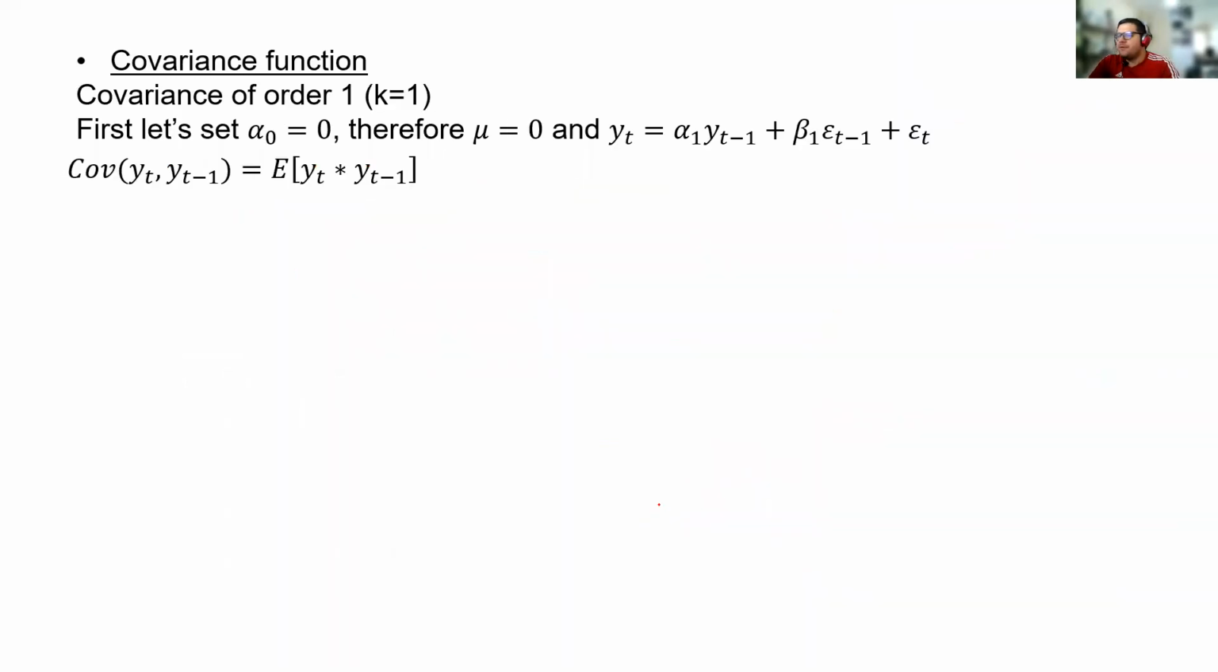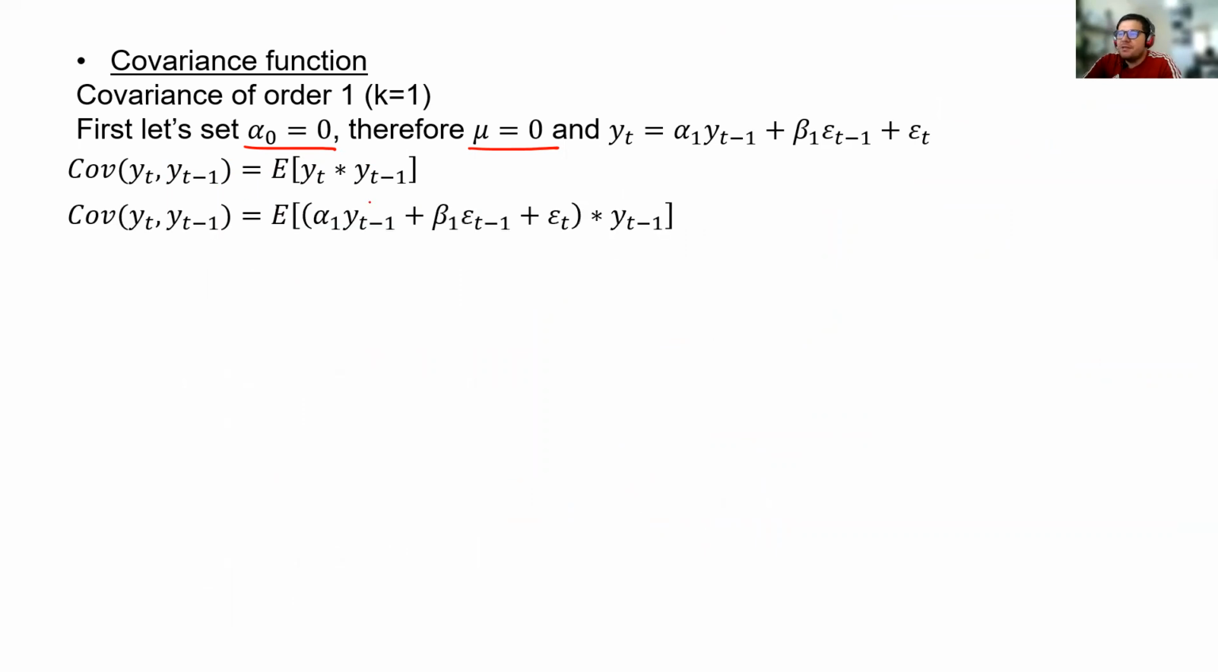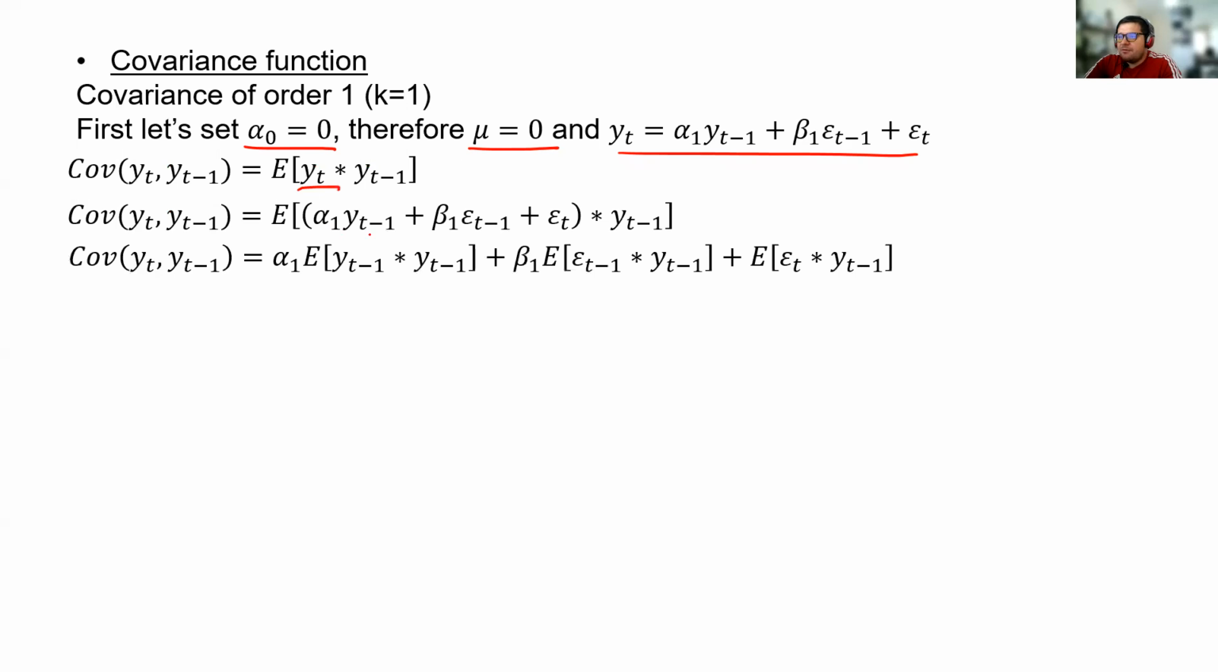Let's go to the covariance. This is going to be a little bit more complicated than before. We're going to have to expand a lot. I'm already skipping through this part. Remember, if we set alpha 0 to be 0, therefore mu will be equal to 0, and so these two operations will be equivalent. We expand yt, right? We know yt is this. We multiply, so this times this here, plus this times this here, plus this times this here.